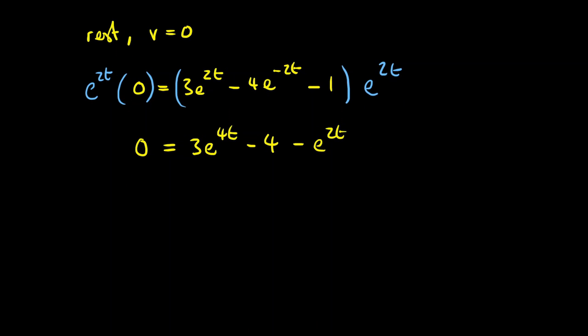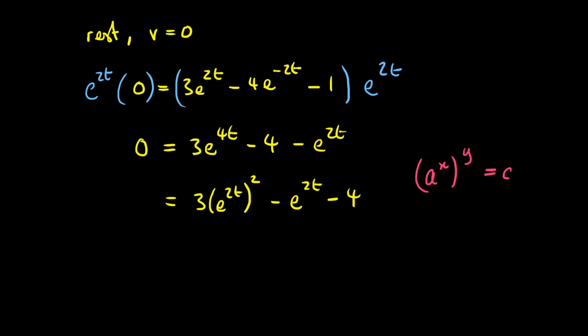Now, the key thing to recognize is this is actually a hidden quadratic. And to make that clear, I'm just going to rewrite it as 3 e to the 2t, squared, minus e to the 2t, minus 4. Now, if you're wondering what's happened here, this is one of the indices rules, right? If I've got a to the power x all to the power of y, that's equal to a to the x times y, and you multiply the powers. So I'm doing it in reverse here. I've got e to the 4t, which I can rewrite as e to the 2t, all squared. Okay, that's what's happened there.